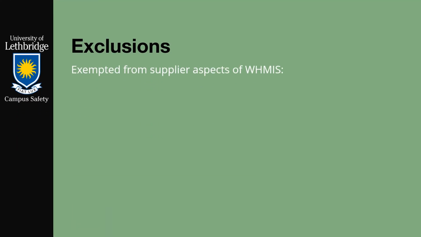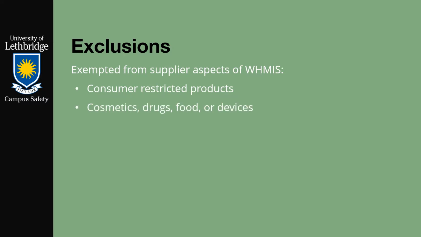Exempted from supplier aspects of WHMIS are consumer-restricted products, cosmetics, drugs, food or devices, pesticides, herbicides, insecticides, and radioactive materials. Like previous WHMIS legislation, the update excludes some types of products from labeling and SDS requirements because these products are regulated by other laws. These exclusions are mentioned because there may be some of these products in your workplace. You will receive training about how to work safely with them as part of the university's comprehensive health and safety program.